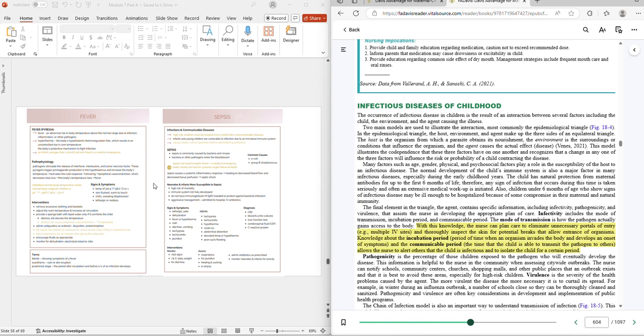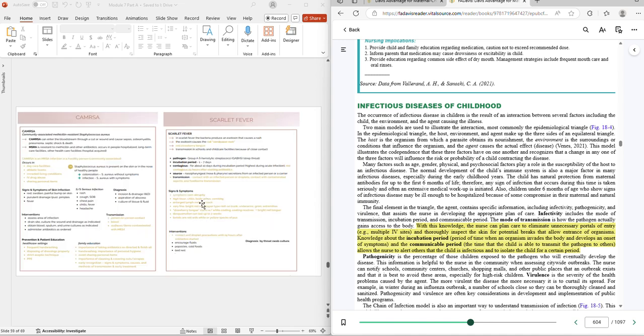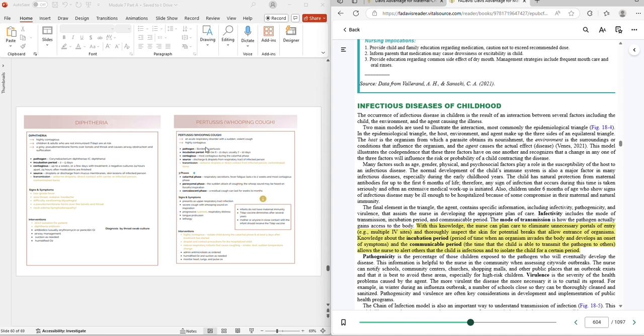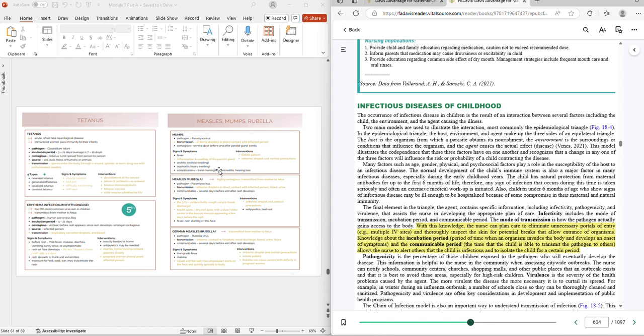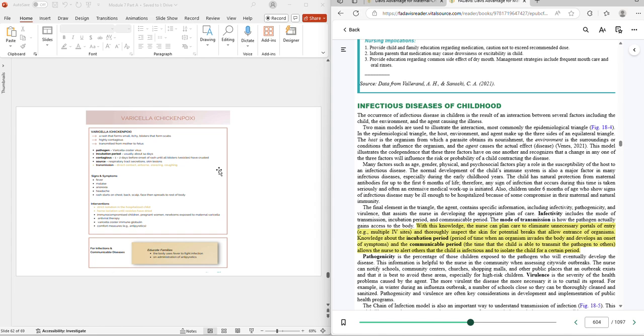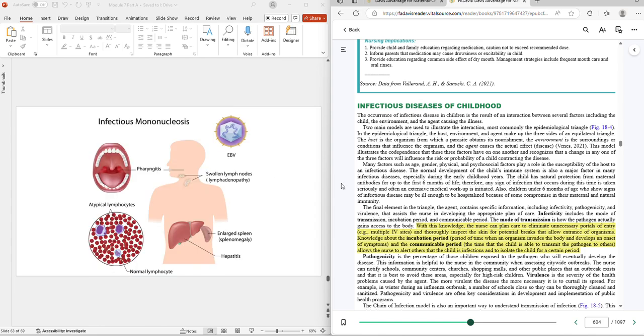And this is sepsis and fever, which are, of course, signs and symptoms of infectious diseases. Community associated MRSA, methicillin-resistant Staphylococcus aureus, scarlet fever, just some different things that we're going to talk about. Diphtheria, pertussis, whooping cough, tetanus, measles, mumps, rubella, and varicella, which is chickenpox.